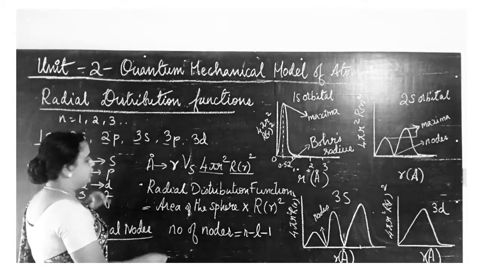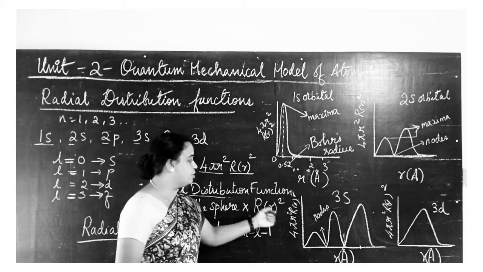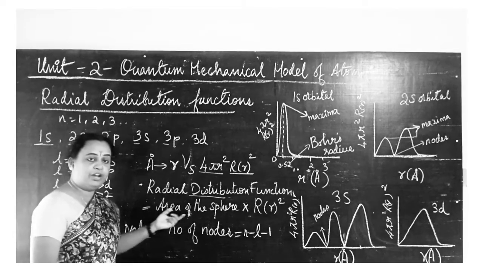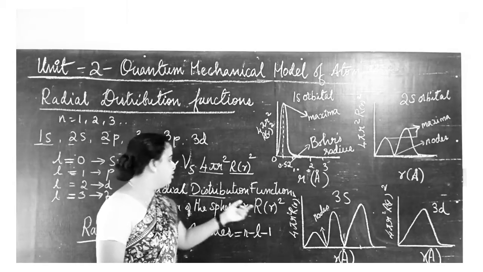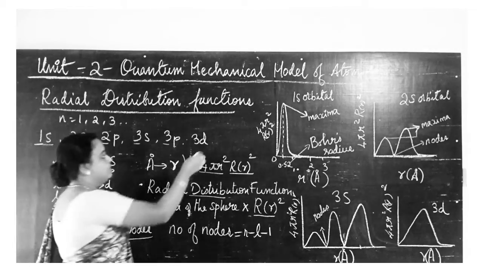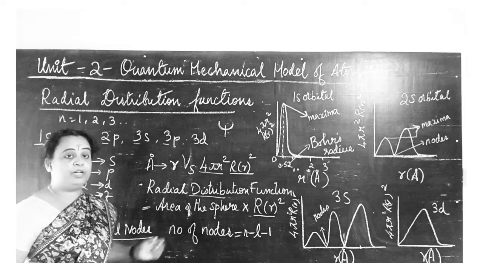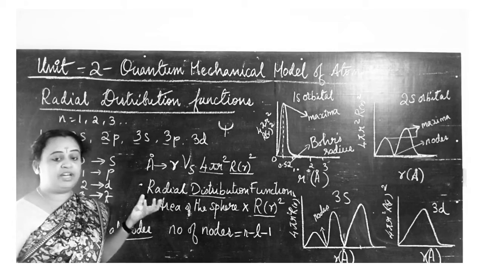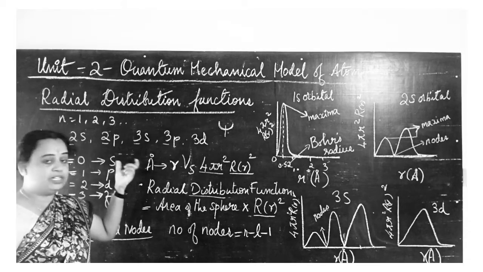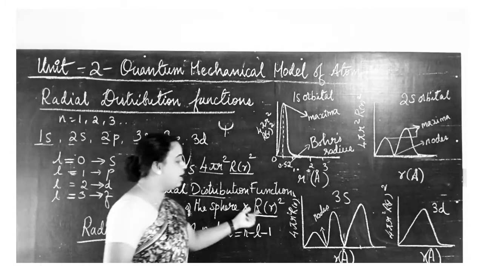So radial distribution function is the product of the area of the sphere and R squared. So R squared is your radial wave function. Okay, so we know psi squared. Psi squared is nothing but your probability wave function, the wave function where the probability of finding the electron is maximum. That is your psi squared. So that wave function is represented in the case of the radial wave as R squared.